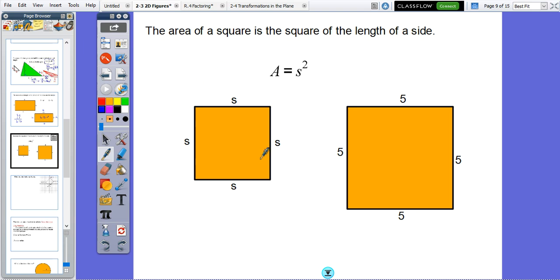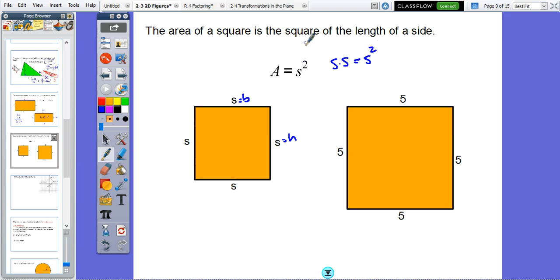We got 4 sides. All 4 sides of a square are the same. Side, side, side, side. That's what makes a square unique. So that's why we consider the area side squared. Because if I take my base right here, which is S, times my height right here, which is also S, I get S times S, which gives me S squared. That's why we use side squared.